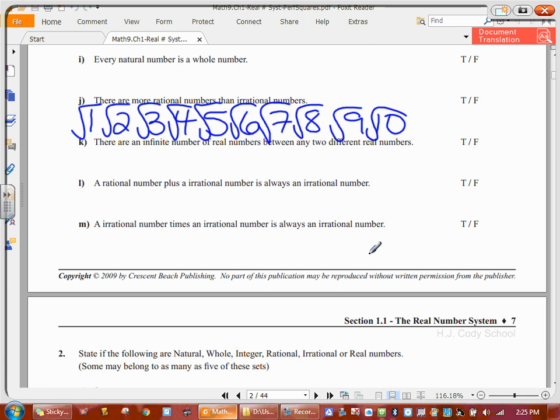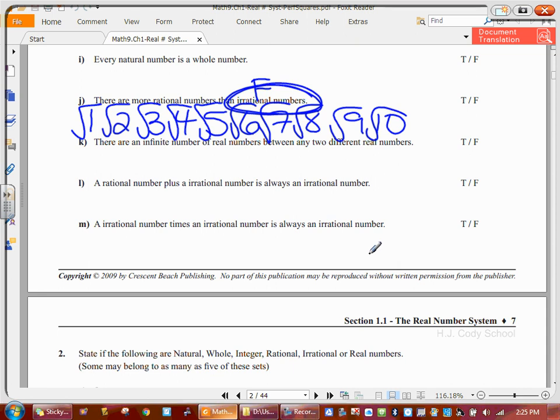That means there's going to be 8 numbers that are non-perfect squares. So there's more non-perfect squares than there are perfect squares. Does that make sense? That's why. So that's why this is false, because there's more of those. There's more of the irrationals. Okay? Better? All right, let's take a look at the next question.